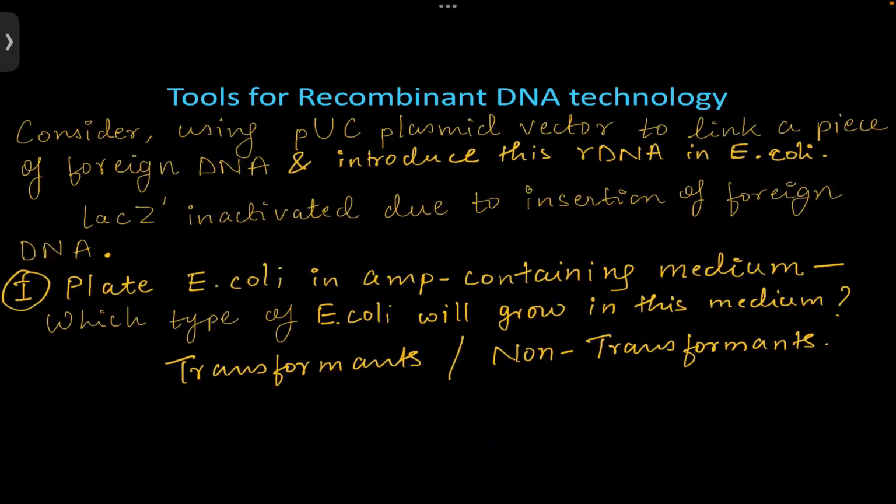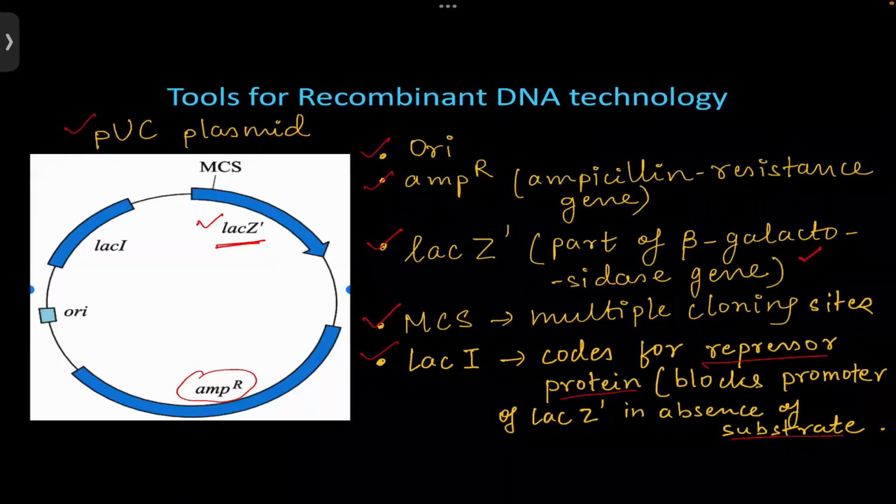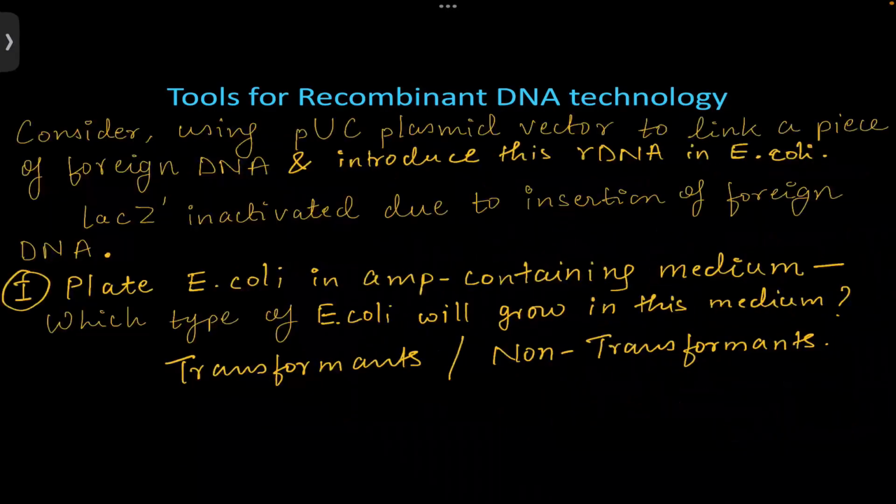Now for this plasmid vector, consider that you want to link a foreign piece of DNA and make a recombinant DNA. This foreign piece of DNA will be ligated here. Because of that, the LacZ prime sequence will become inactive, and the beta galactosidase enzyme will not be produced.